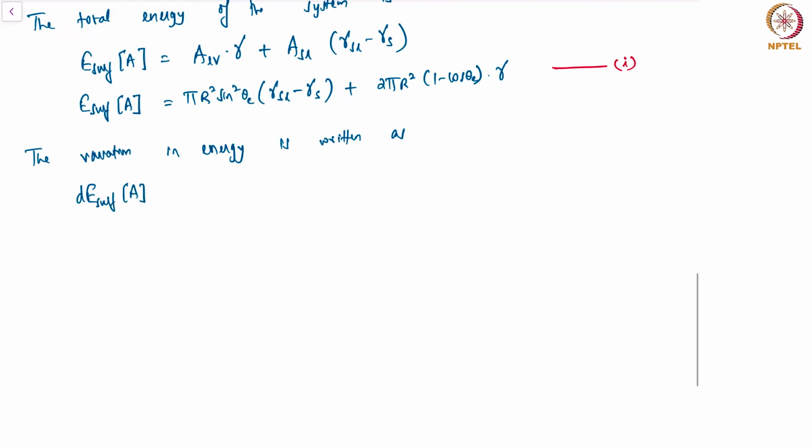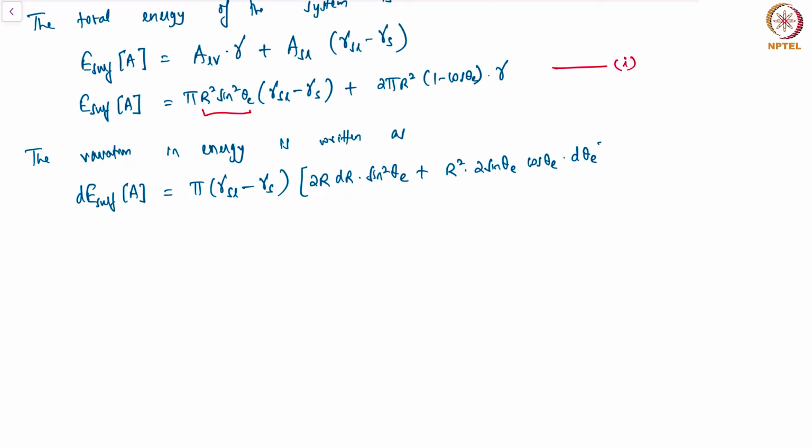This dE is nothing but pi times gamma SL minus gamma S times the variation of this quantity, r square sine square theta E. We are writing down the variation of this quantity here, and the variation is all the derivatives with respect to r and theta E. So that is 2r dr times sine square theta E plus r square times 2 sine theta E cos theta E times d theta E.